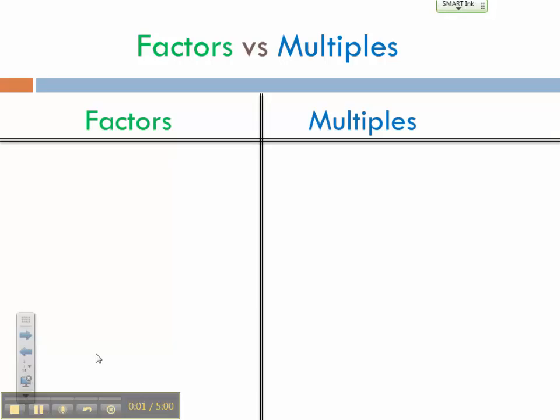Here we go with least common multiple. So the first thing we need to figure out is the difference between factors and multiples. Factors of 6 are 2 times 3. 2 and 3 are factors.